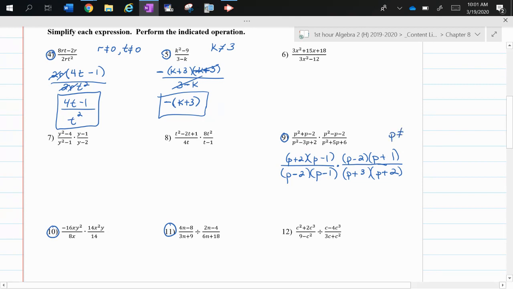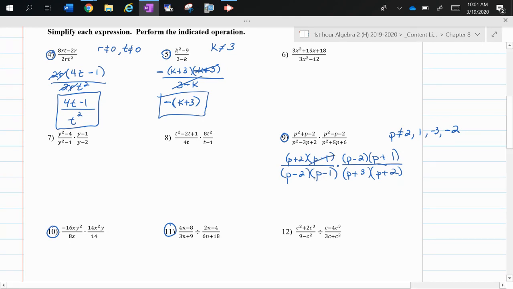So I see that p cannot be, let's see, lots of things: 2, 1, -3, or -2. Any of those would make the denominator 0. Notice how I'm stating the restrictions on the variable before I simplify my fraction. We talked about that in class, how we want to look at the original problem to state the restrictions before we simplify.